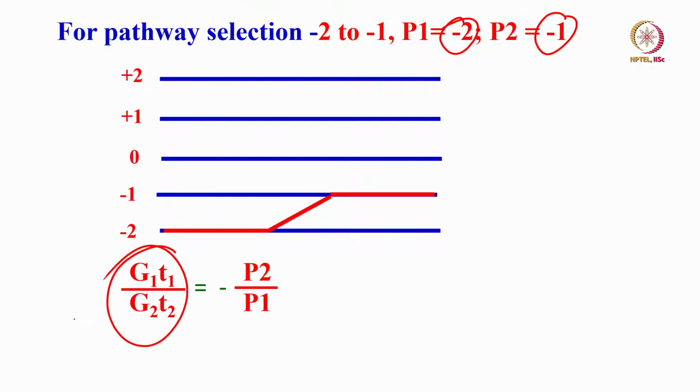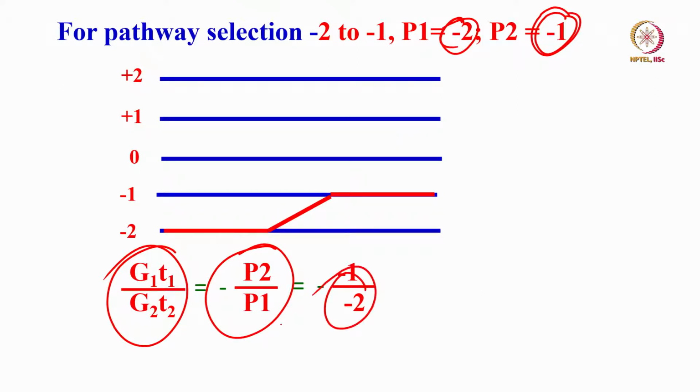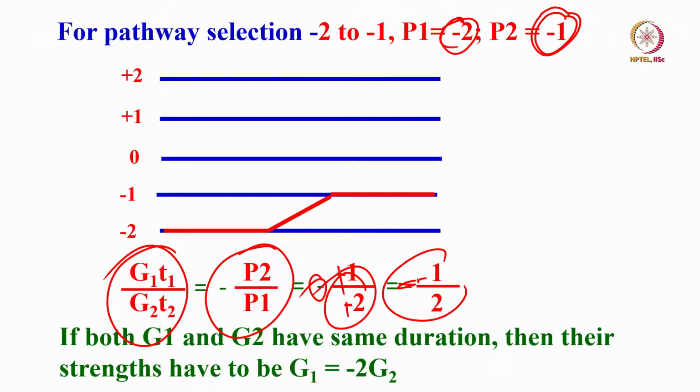G1 T1 divided by G2 T2 is equal to minus of P2 by P1. Again P2 is -2, P1 is -1. So it turns out to be minus of, because this minus is still there. You may cancel this minus, but this minus is still there, so it is minus of. Now in this case G1 and G2 have the same duration, but their strength have to be opposite. The sign has to be opposite.